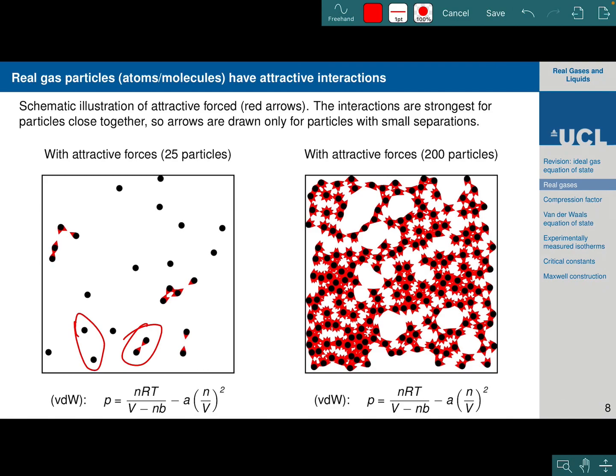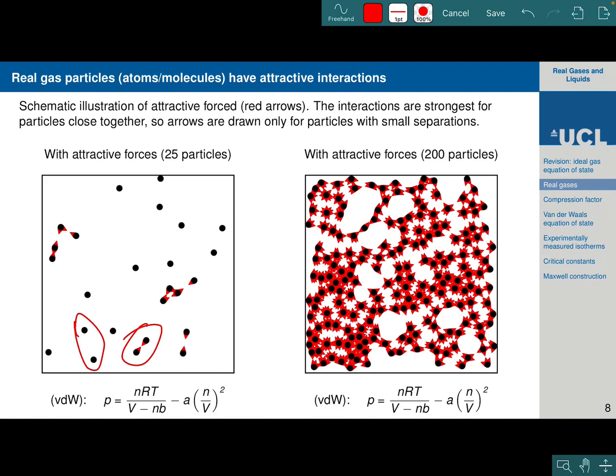Again, as we go to higher pressures, here on the right I've drawn the same diagram but with 200 particles, and you can see now basically every particle in our box is feeling some kind of attraction to one or more other particles in the box. So you can see again that this effect is going to become more pronounced as we increase the pressure.